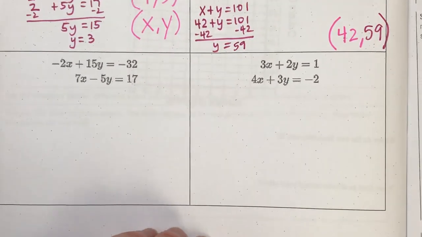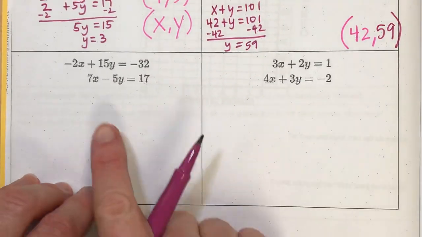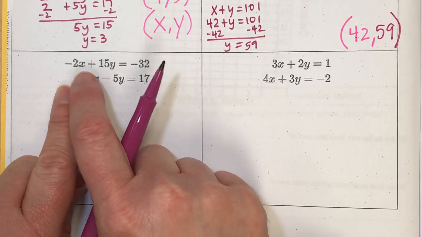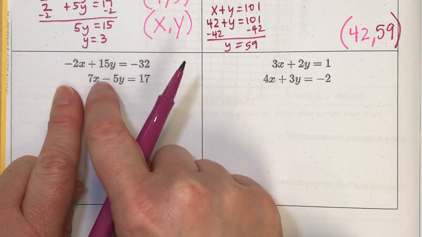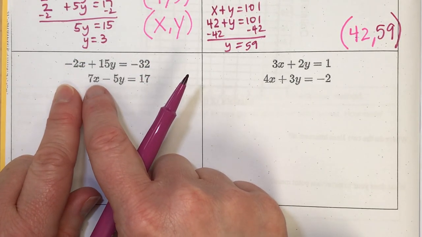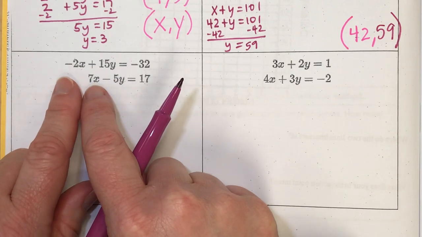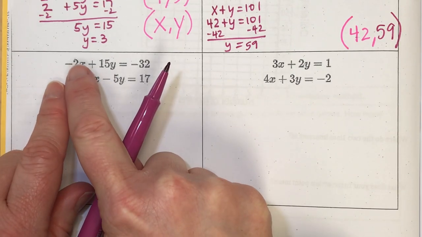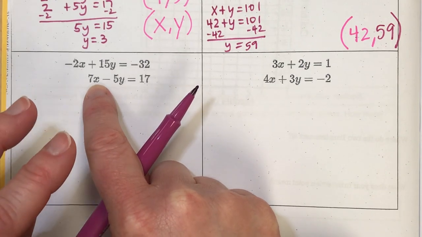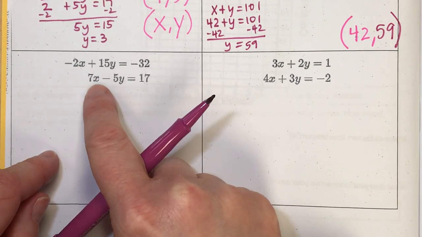Okay, at the bottom here you'll see I have negative 2x compared to positive 7x. Now in order to get these to cancel out, I'd need to have the same coefficient but opposite signs. So if I wanted to change these functions, I could multiply my top equation by 7 and my bottom equation by 2, and then both of those would be a 14 coefficient, one negative, one positive.